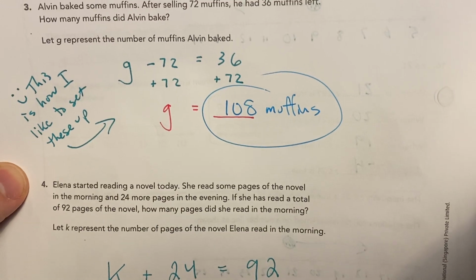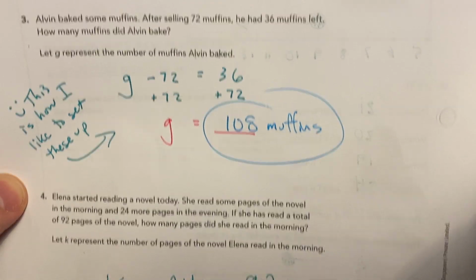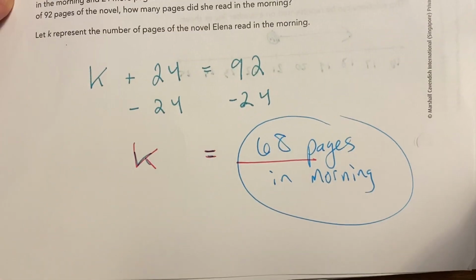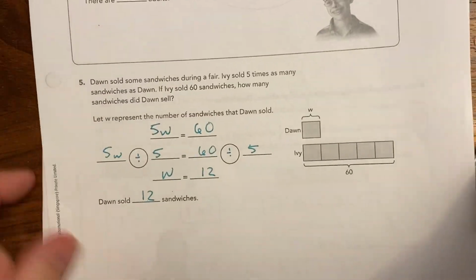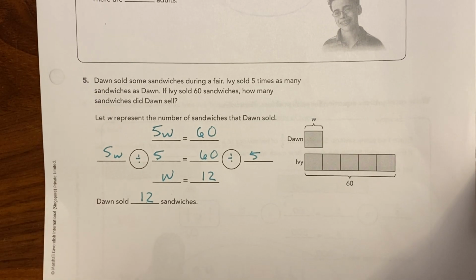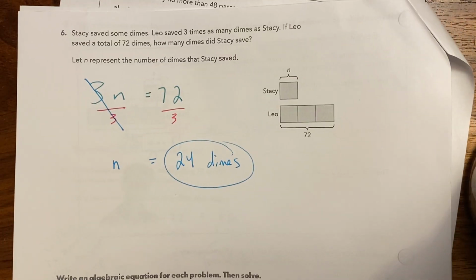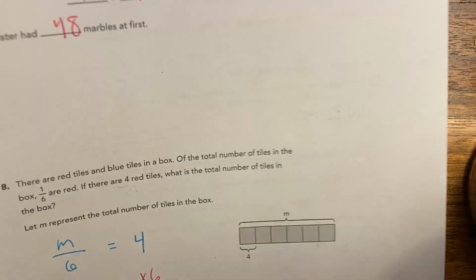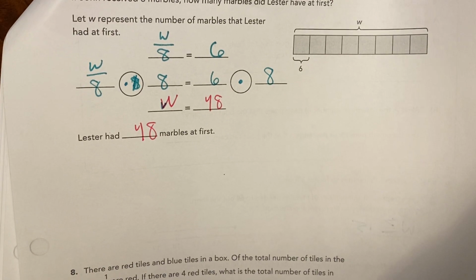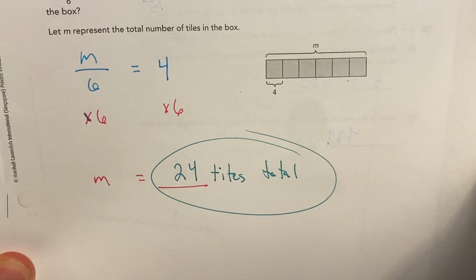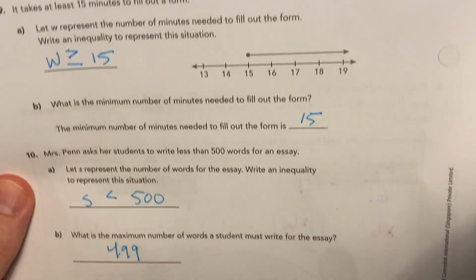All right. 108 muffins for number 4, 65 comics, 108 muffins, 68 pages. The answers to that. Problem 5. Don sold 12 sandwiches. Next page. Number 6. 24 dimes. Last page, second to last page. 48 marbles for number 7. 24 tiles for number 8. And on the last page, almost there.